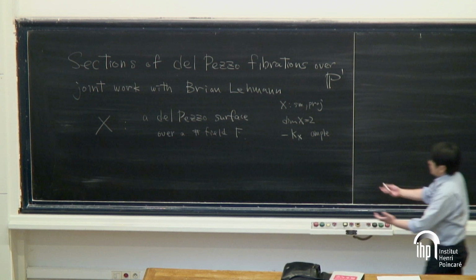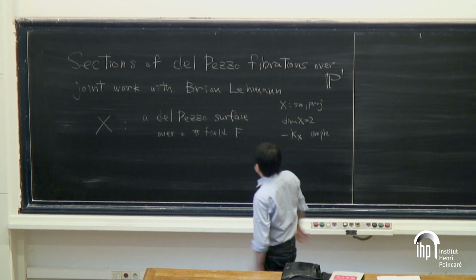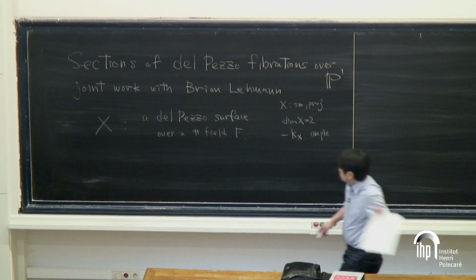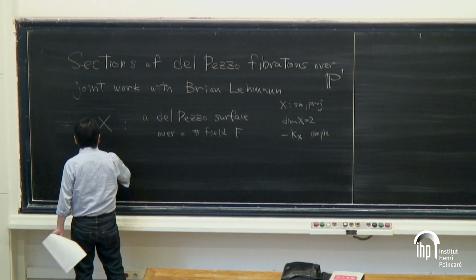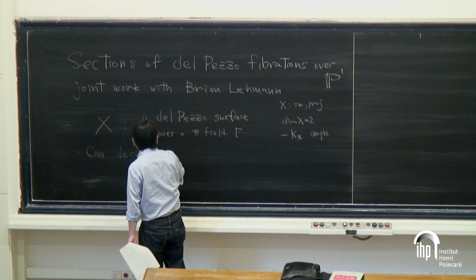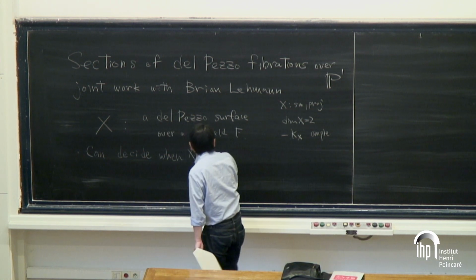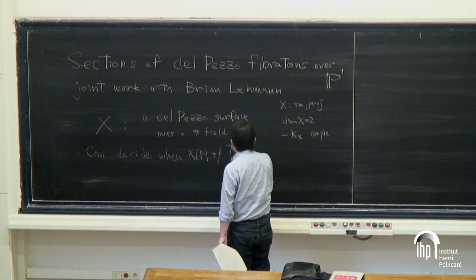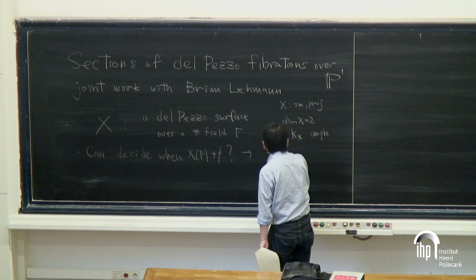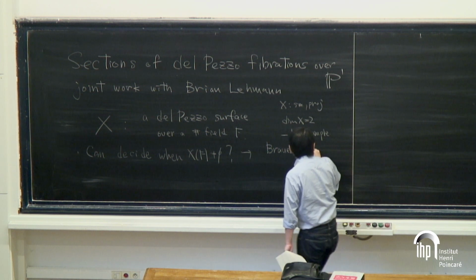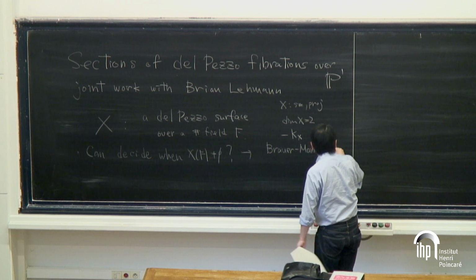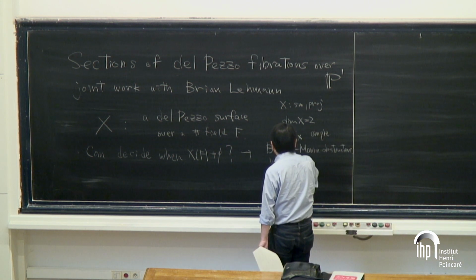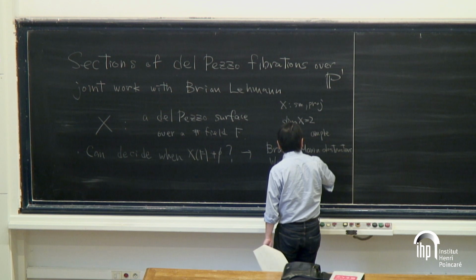And then there are many questions about the arithmetic of this surface. The first question is, can we decide when a rational point exists or not? This leads to Brauer-Manin obstructions, or weak approximation. This type of question we can ask, and there is a lot of study about these topics.